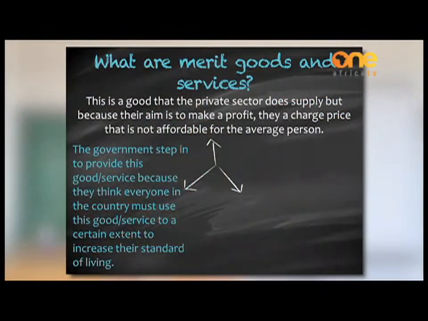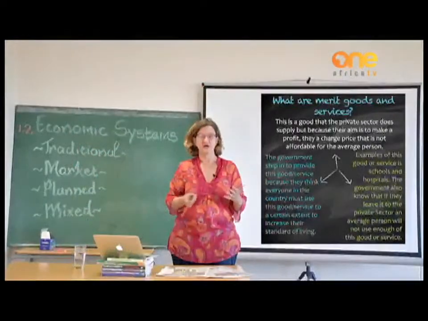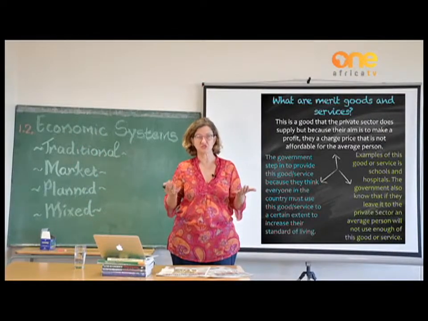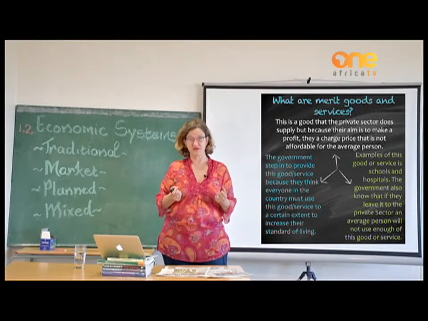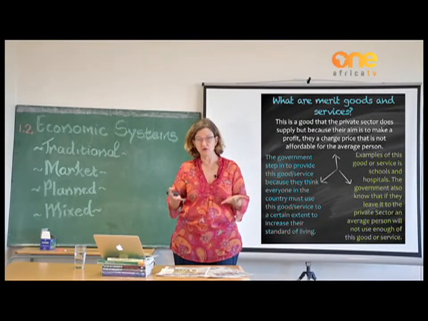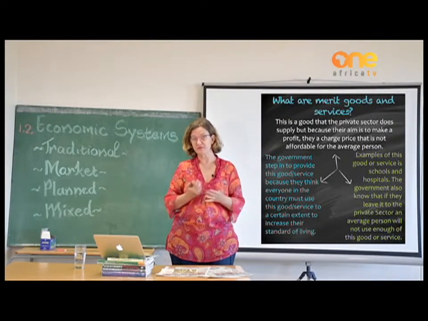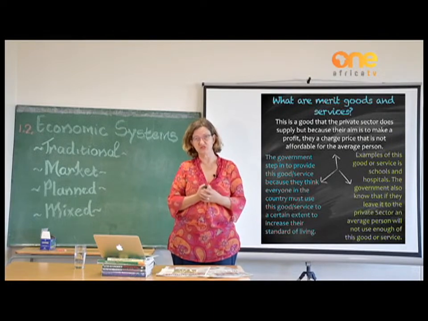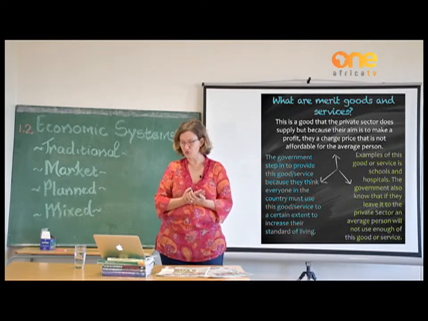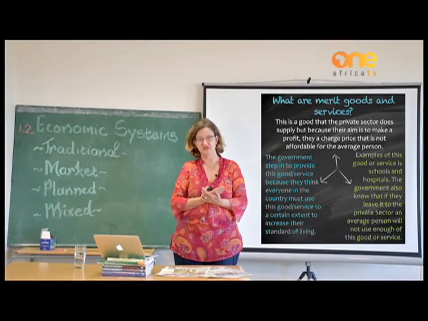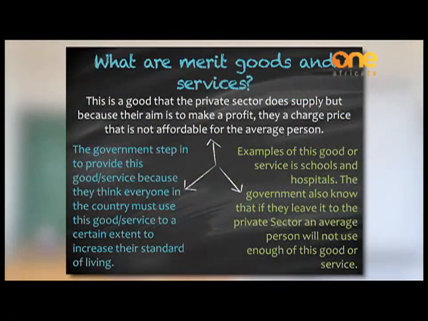They know if it must be in the hands of the private sector, then it will not be supplied enough. And on the other hand, if the private sector supplies it, it will also be too expensive for everyone to afford. So you can think of private hospitals or private schools as good examples that they are supplied by the private sector. But if those were the only schools and hospitals available, a lot of people in this country would not be able to afford these goods and services. So that's why a government steps in and provides this type of goods and services that are not supplied efficiently by the private sector.